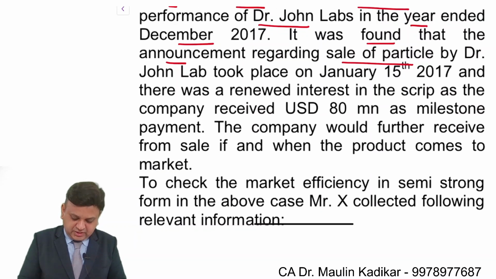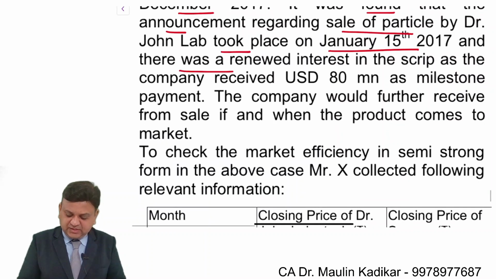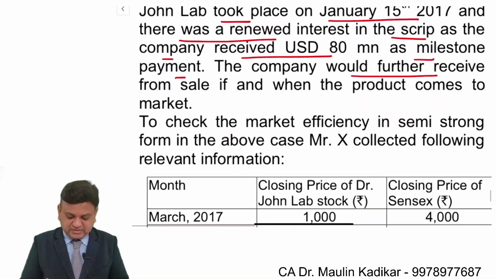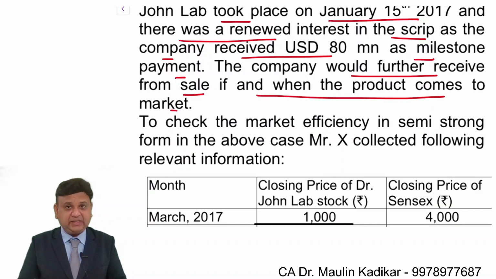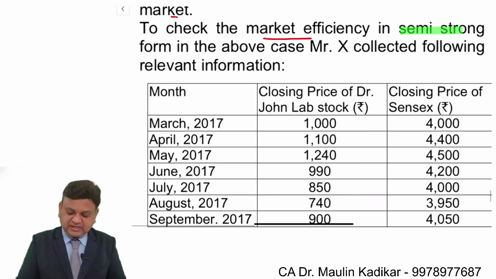by Dr. John Lab took place on 5th of January 2017, and there was a renewed interest in the scrip as the company received $80 million as milestone payment. The company would further receive from the sale if and when the product comes into the market. To check the market efficiency, highlight the portion in semi-strong form.